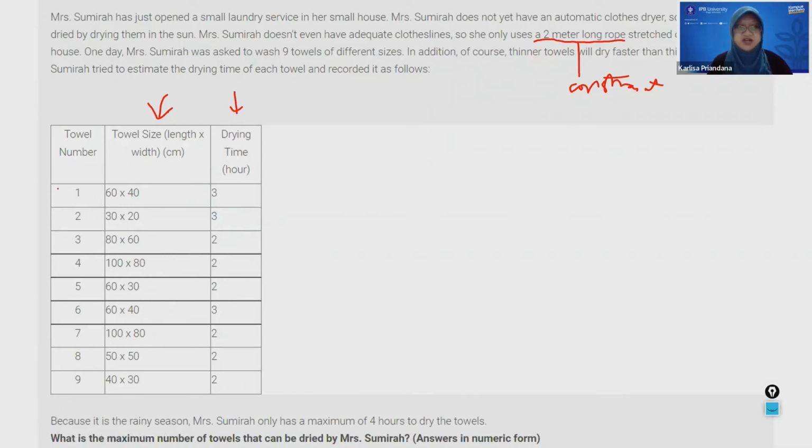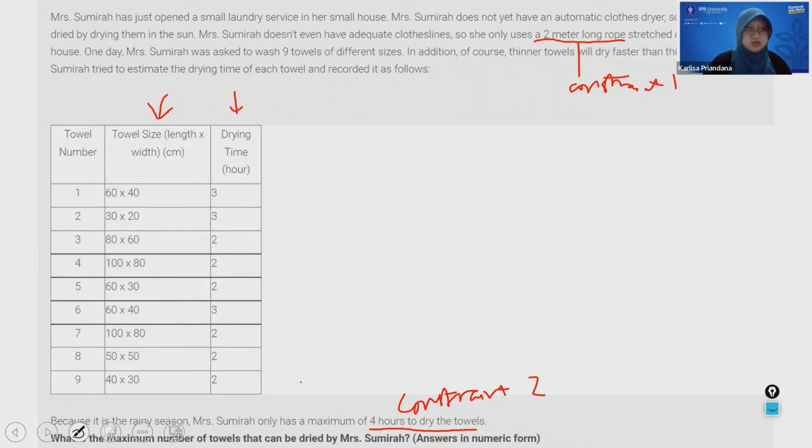Okay, is it clear? So now, because it is the rainy season, Mrs. Sumira only has a maximum of 4 hours to dry the towels. This is another constraint, constraint number 2. And this is constraint number 1: a 2-meter long rope and only 4 hours to dry the towels.